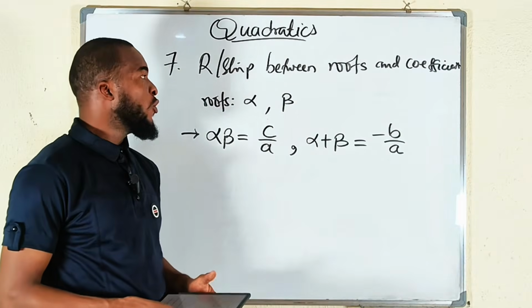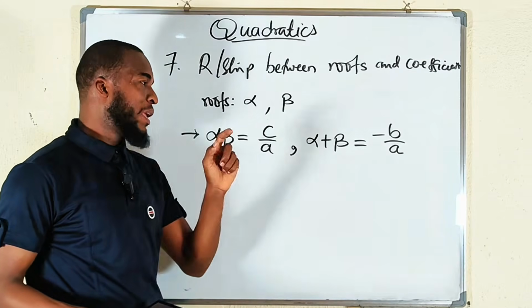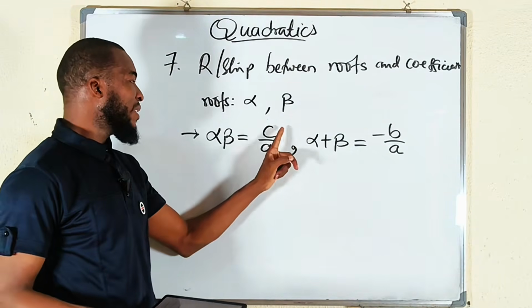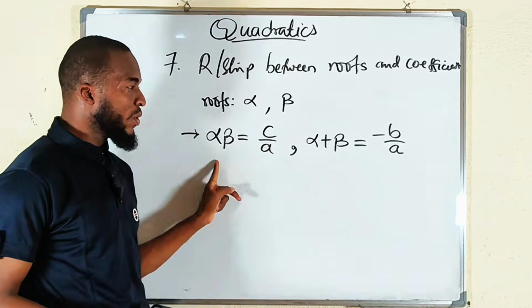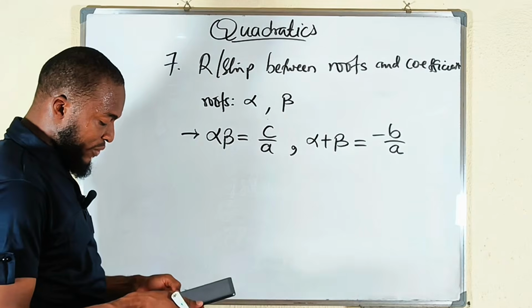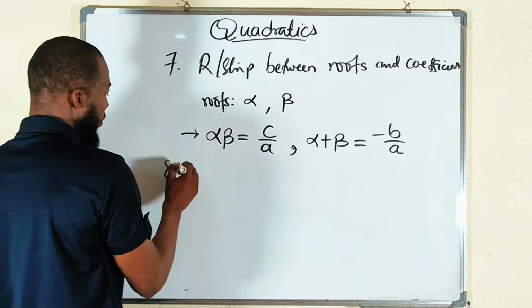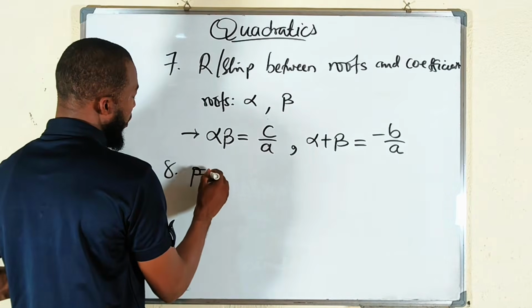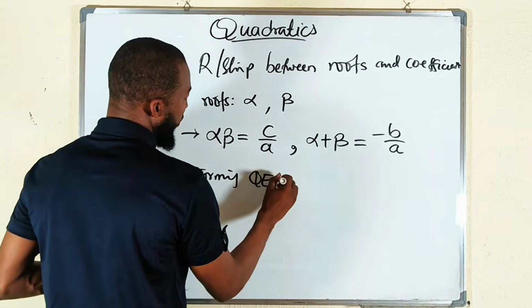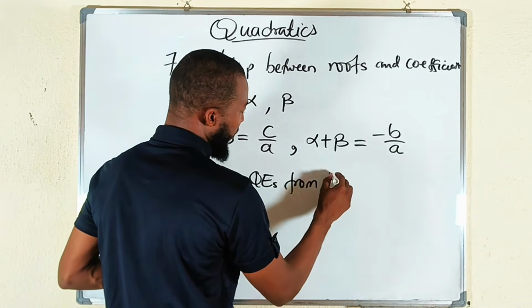Instead of solving, maybe you're asked to find the product and the sum of the roots. You don't have to solve that quadratic equation, though you can do that and, after the solution, multiply or add the two roots. But taking c over a directly will give you the product, and minus b divided by a will give you the sum. This is the relationship between the coefficients and the roots. And if you want to form a quadratic equation, forming quadratic equations (QE) from roots is very important.